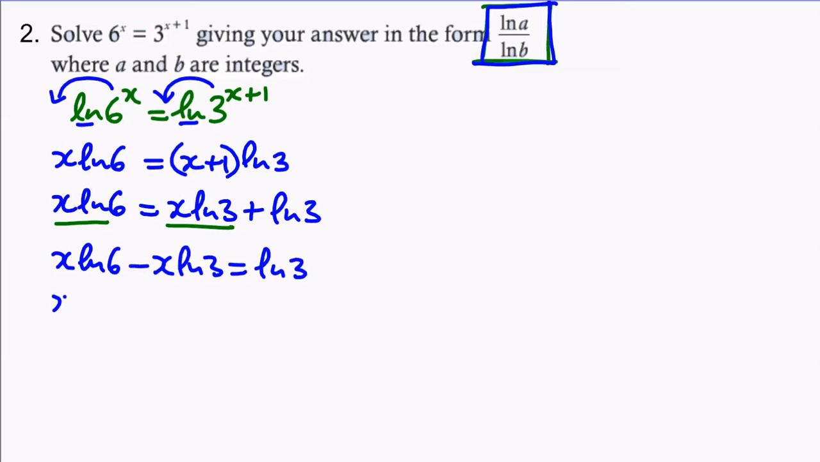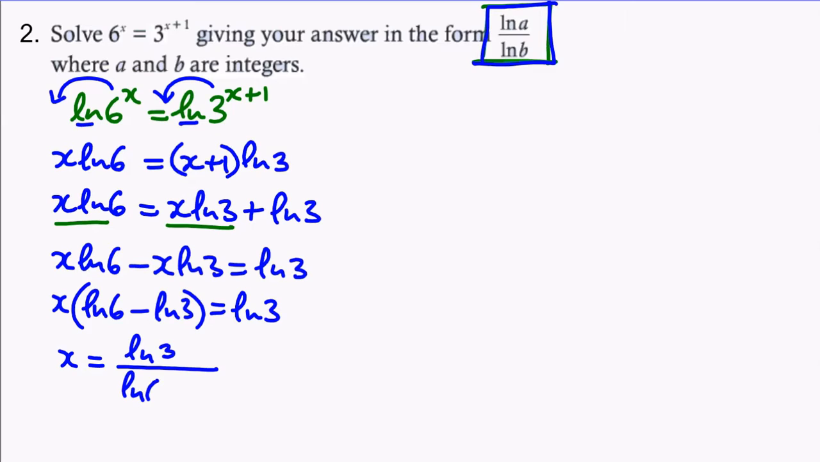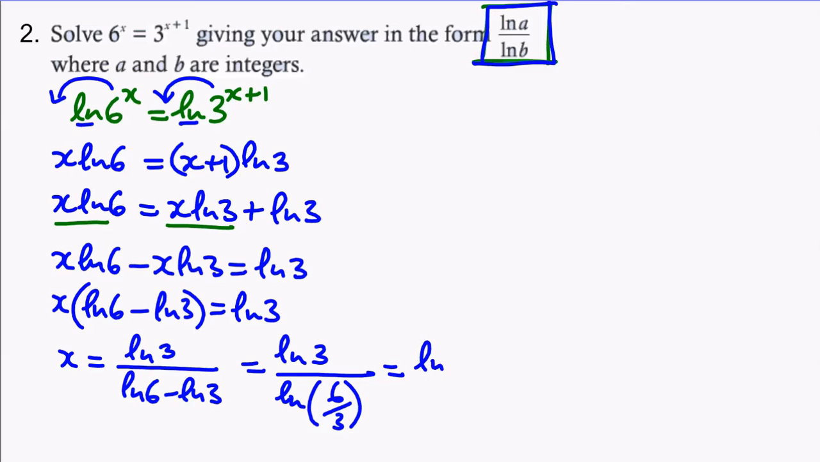I can factorize x out. x times ln 6 minus ln 3 is equal to ln 3. So what I'll end up with is x is equal to ln 3 divided by ln 6 minus ln 3. I can simplify this denominator using laws of logarithms. So ln 3 over ln 6 divided by 3, which will be ln 3 over ln 2. So which means that x is equal to ln 3 over ln 2.